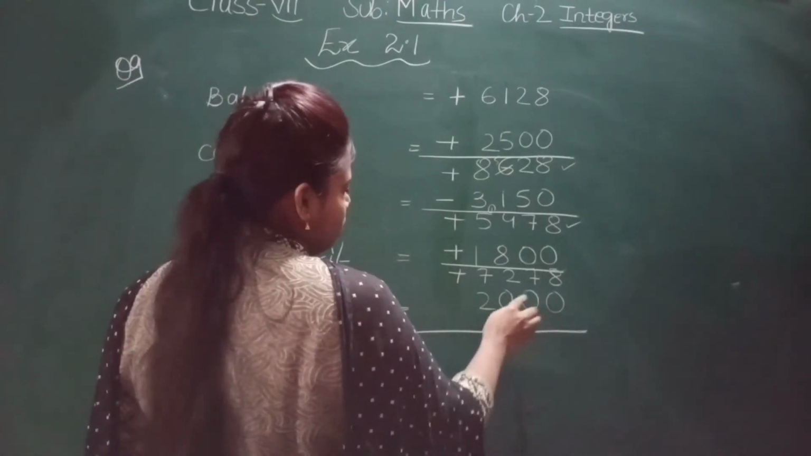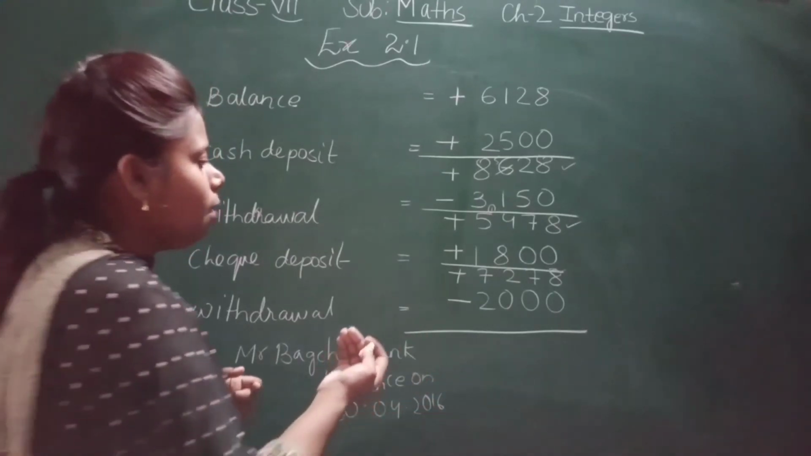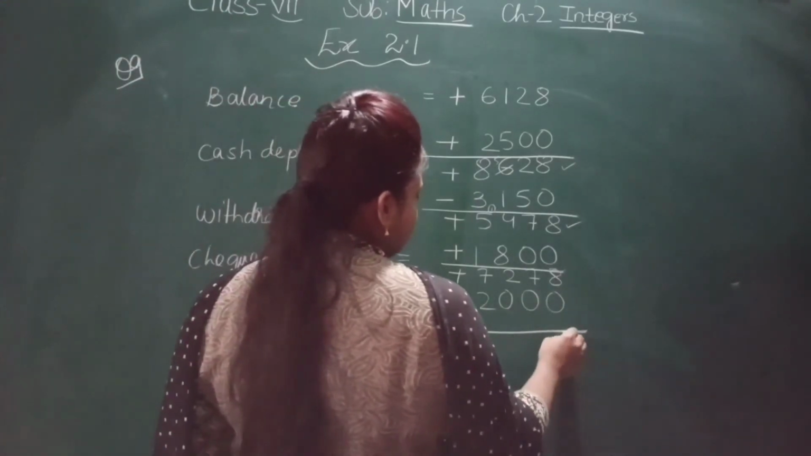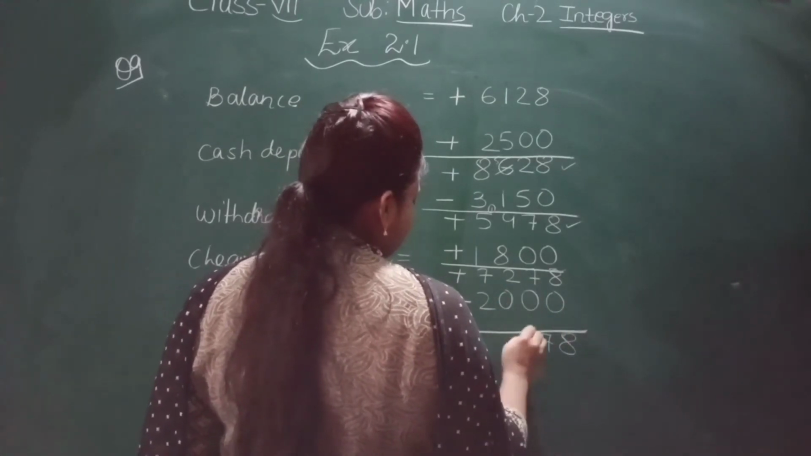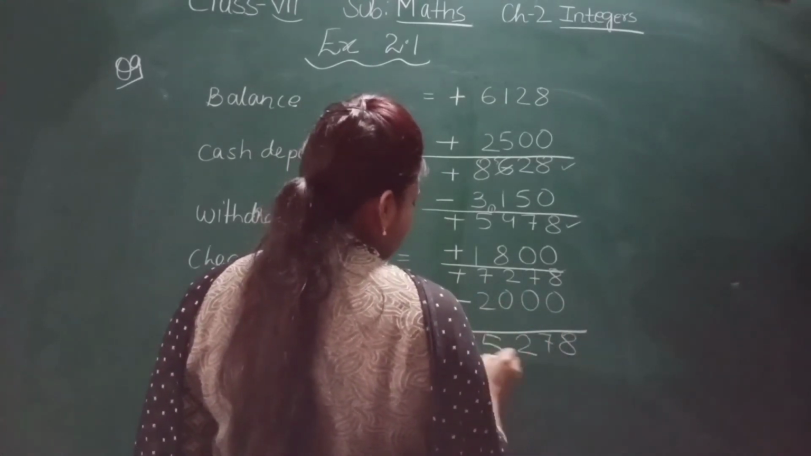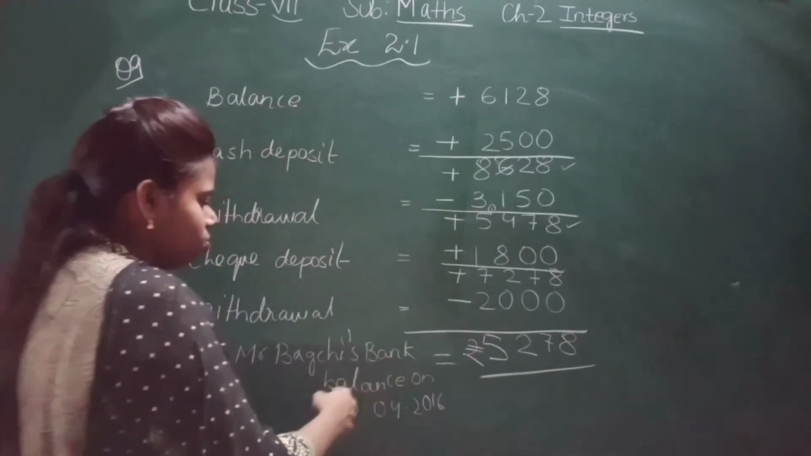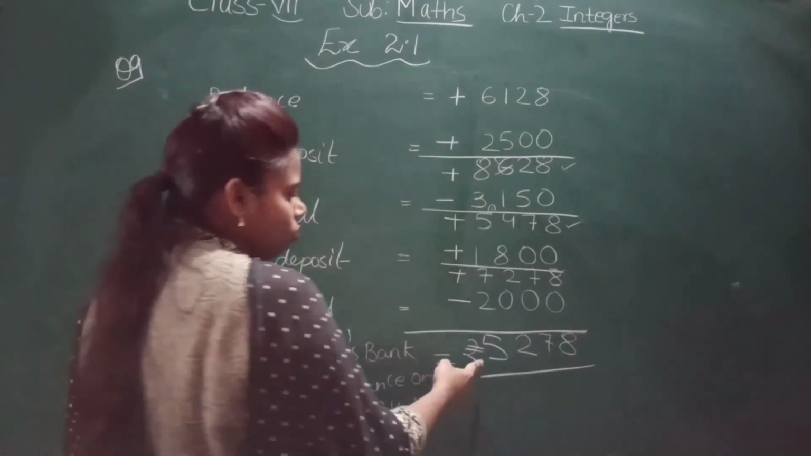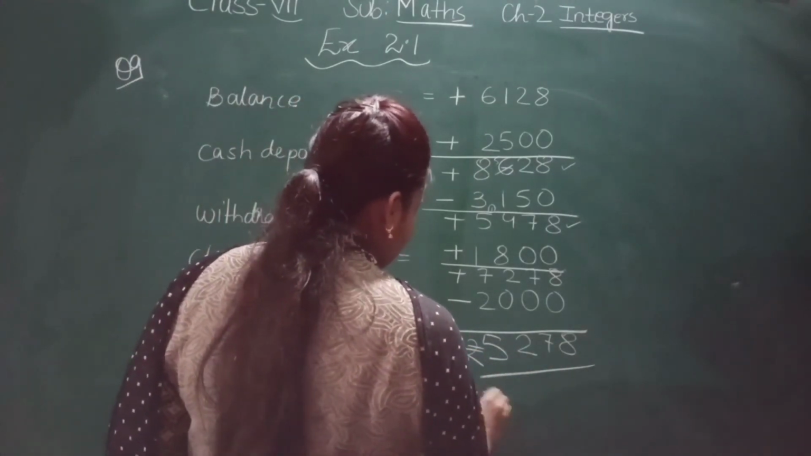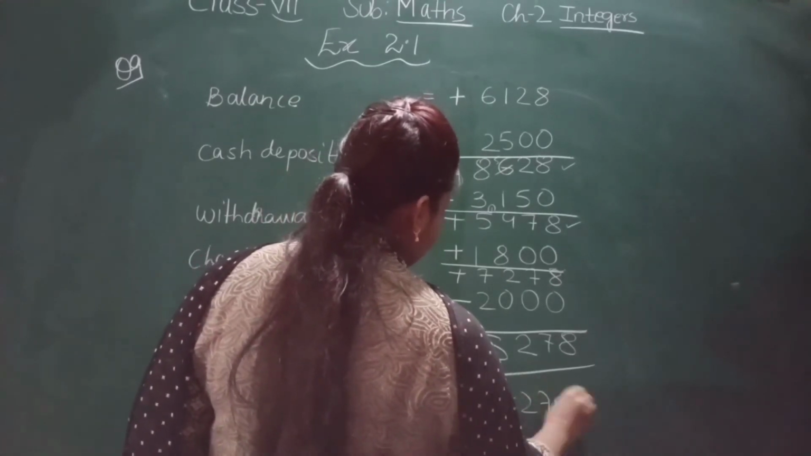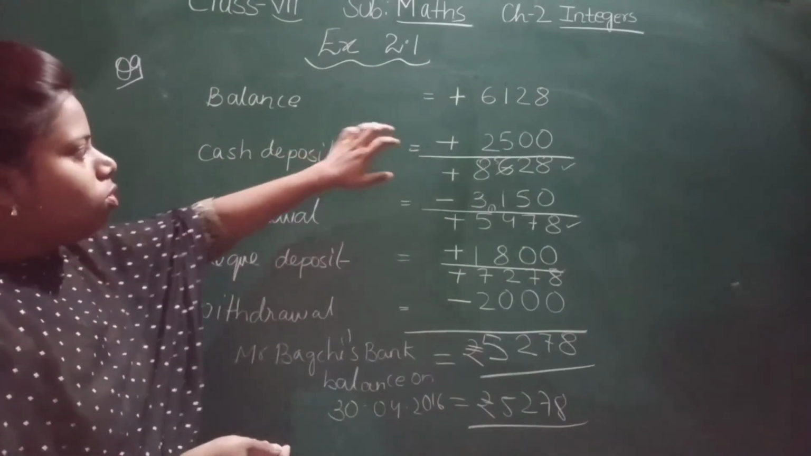Now again he did a withdrawal of how much? Withdrawal of 2000. That means what we have to do? We have to subtract it. He has taken out the amount, so we have to do minus. So 8 minus 0 is 8. 7 minus 0 is 7. 2 minus 0 is 2. 7 minus 2 is how much? 5. So at last, what was the balance? Mr. Bakchi's balance on 30 April 2016 was rupees 5278.